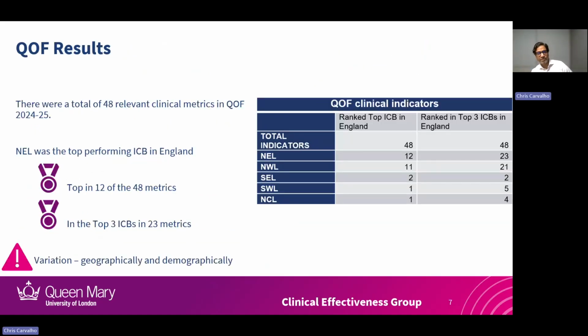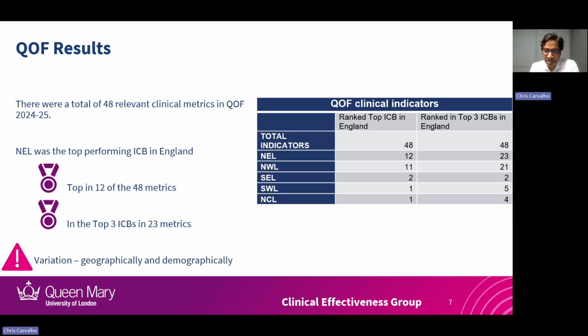So with this, I want to start off with a good news story. Some of you may have seen this already in the news items and heard from others, but we've had the data from QoF for 24-25, and we've undertaken some analysis of that at CEG. As I say, it's a very good news story. In total, there are 48 clinical metrics in QoF, and NEL was the top performing ICB in England. We were top in 12 of the 48 metrics, and we're in the top 3 in 23. So that's the best in the country, and definitely the best in London as well.